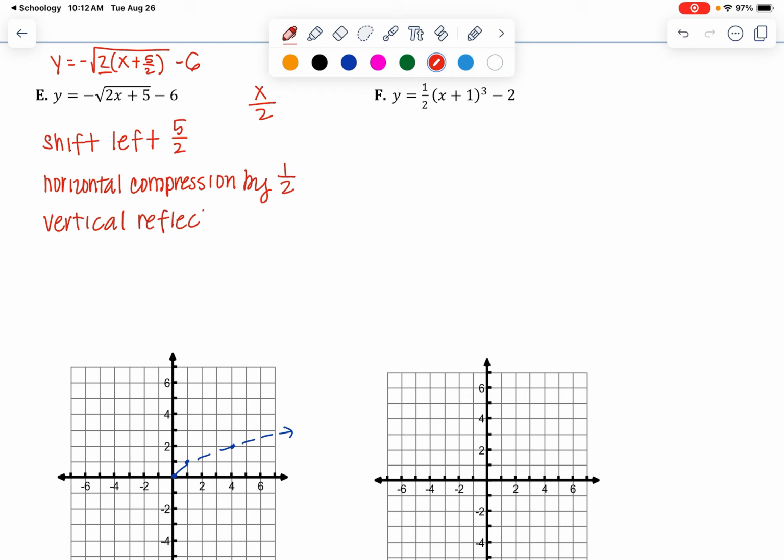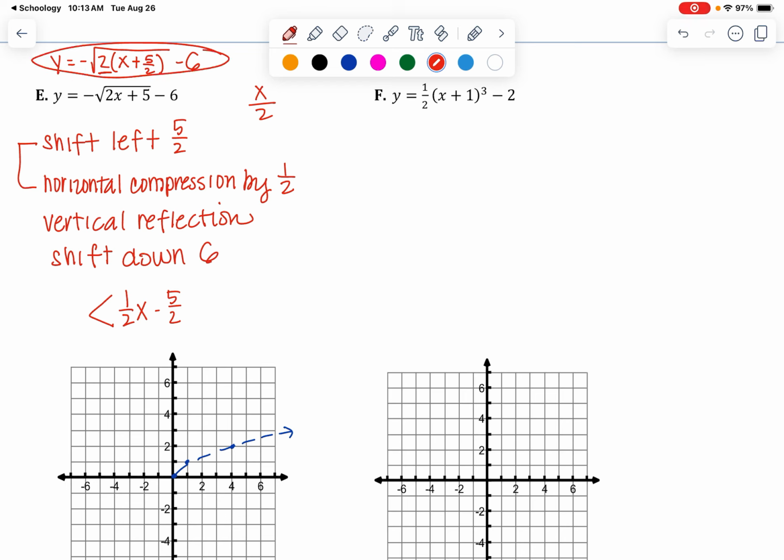Vertical reflection. And then finally we have a vertical shift down 6. All right, now I can state my rule, (x, y) becomes... There are two ways to write this. On your x value, you're going to shift left 5/2, that's minus 5/2, and then you're going to do a horizontal compression of 1/2. That's one way, if you're just looking at these words.